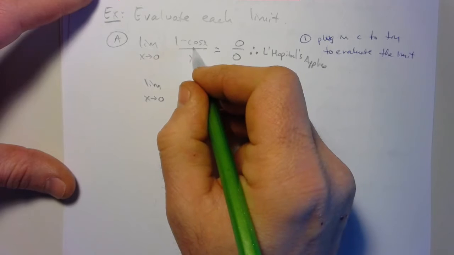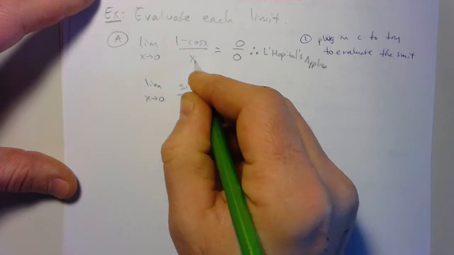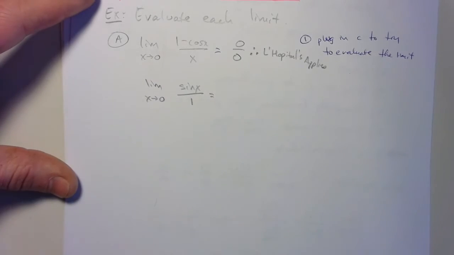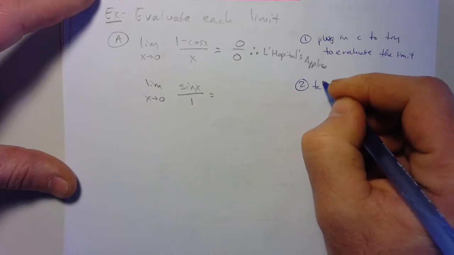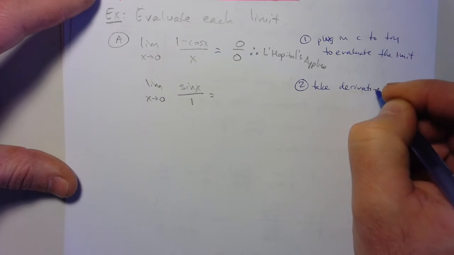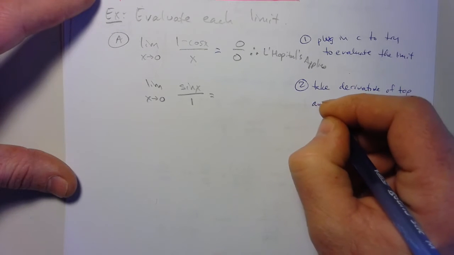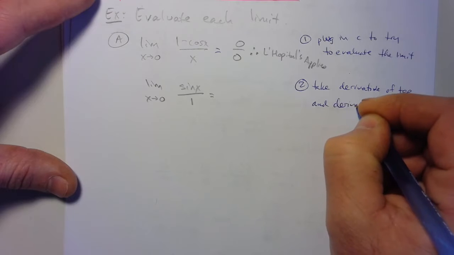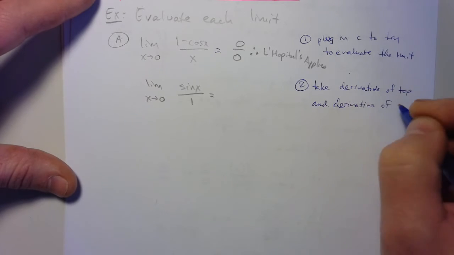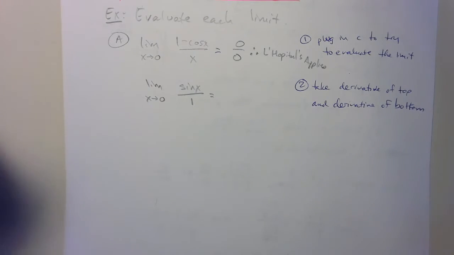So the derivative of cosine is negative sine, and it's already negative, so it becomes positive. Derivative of x is 1. Okay, now at this point, so step 2, take the derivative of the top and the derivative of the bottom. Okay. Now, big question people have to say, wait, why didn't you use the quotient rule?